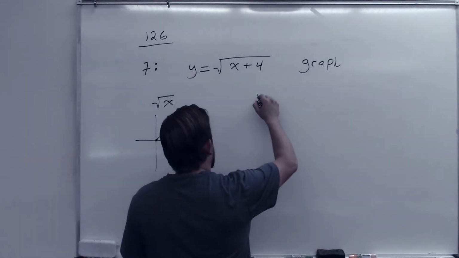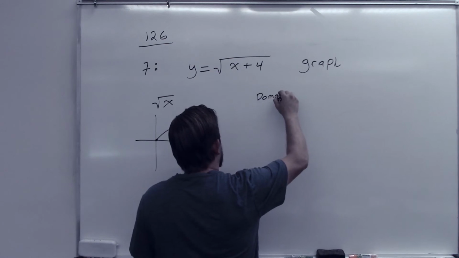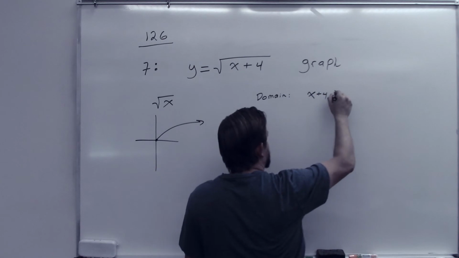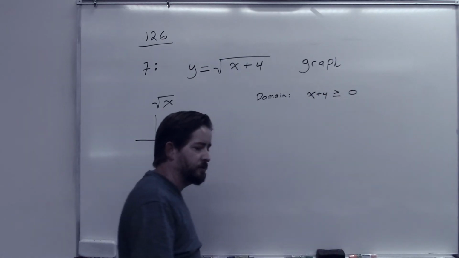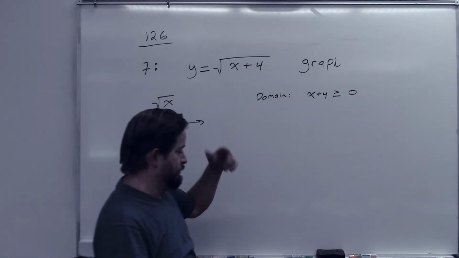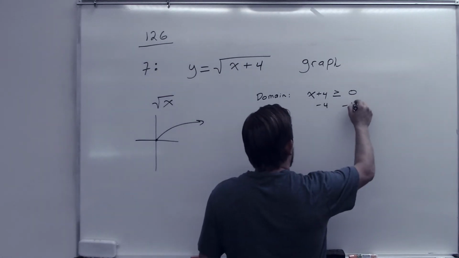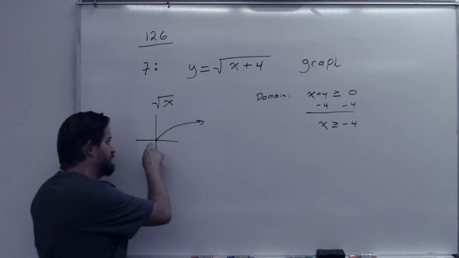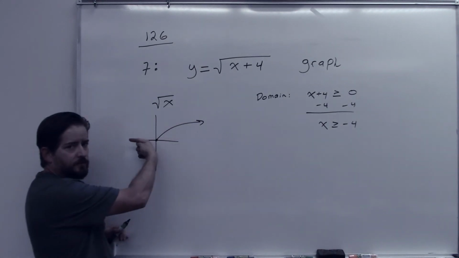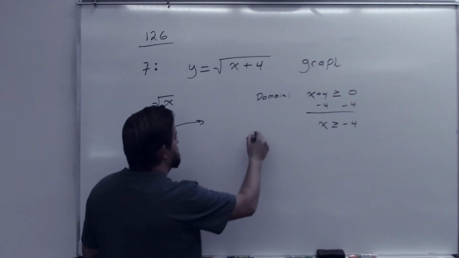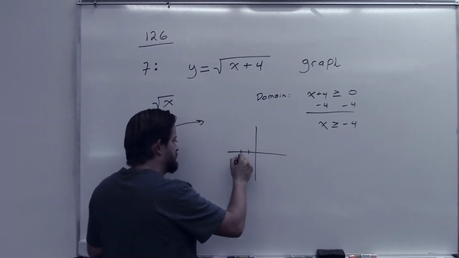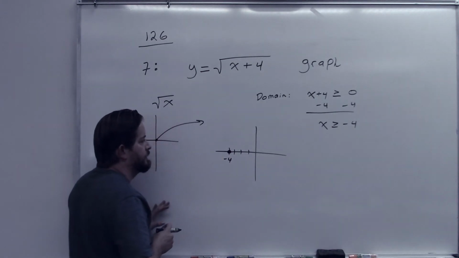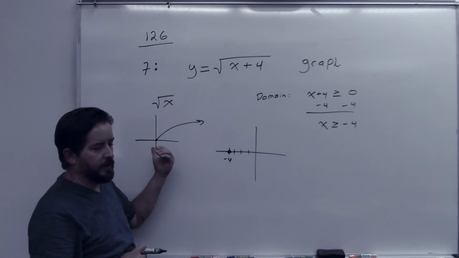So if I look at my domain, I have x plus 4, that thing that's under the square root, has to be greater than or equal to 0 in order to be able to take the square root of it. And therefore, if I subtract 4, x is greater than or equal to negative 4. So instead of starting here at the origin, I now can start as far left as negative 4, right? So 1, 2, 3, 4. I have an open circle there, right? And really that's all it did is shifted everything to the left.